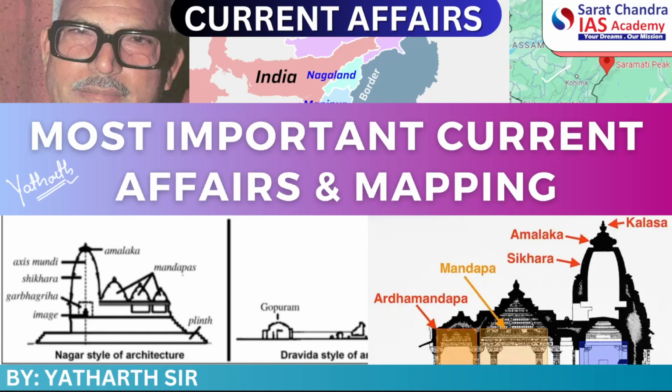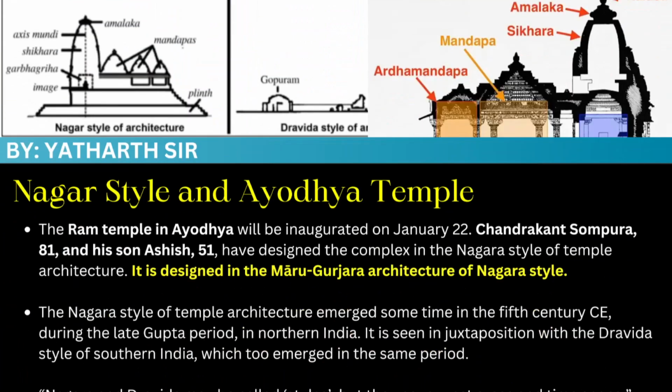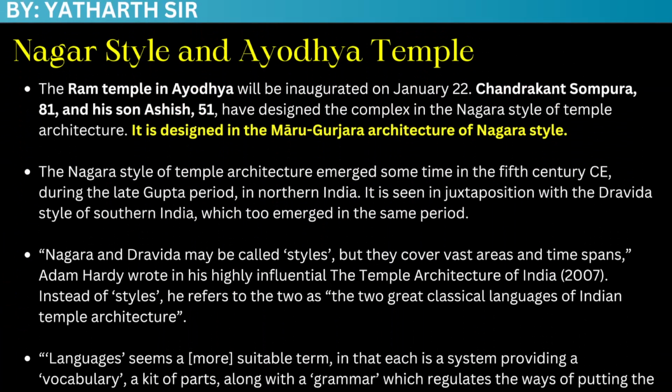Today we'll be dealing with current affairs as well as some mapping. So let's begin with the first topic. The topic is Nagar style and Ayodhya temple. This topic comes under our temple architecture or art and culture from GS1.